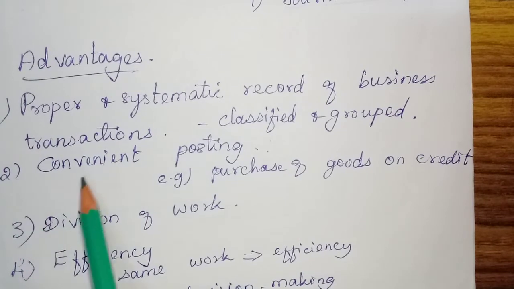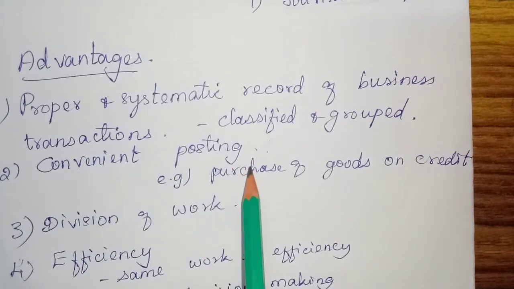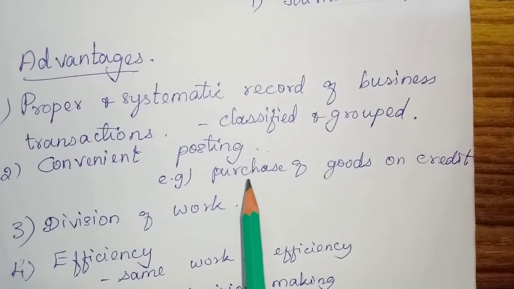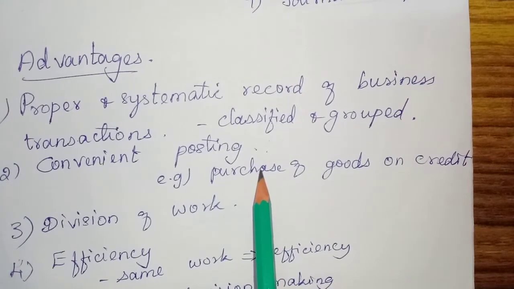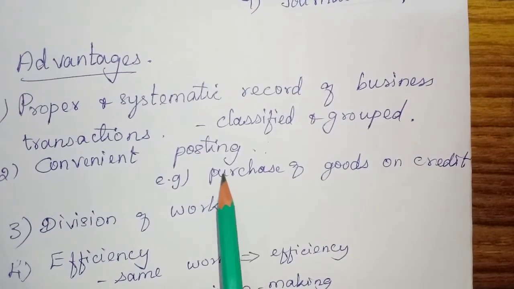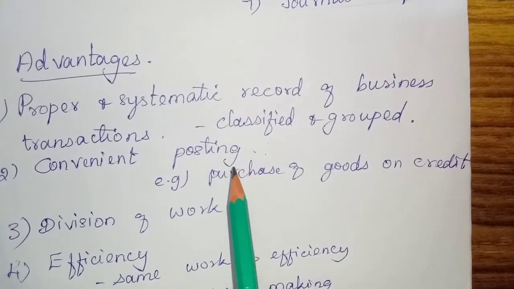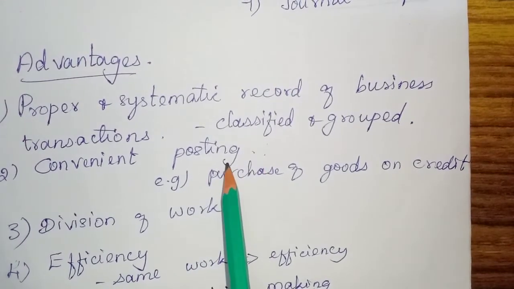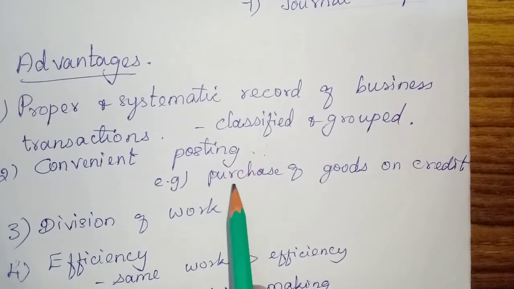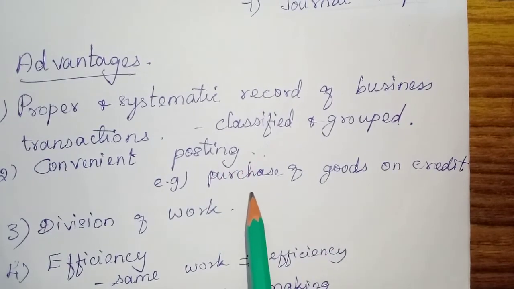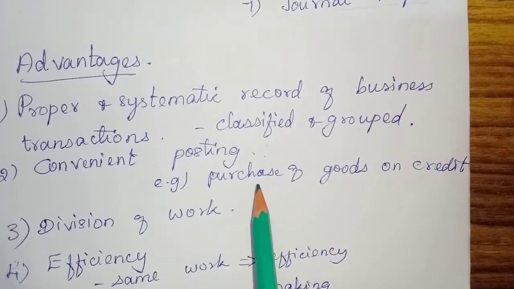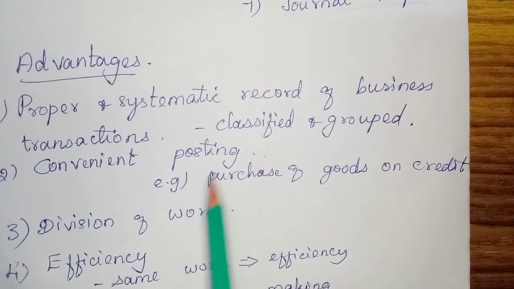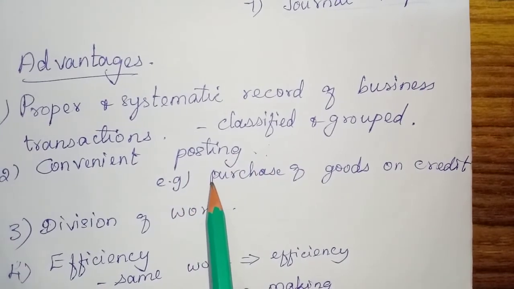Okay, then second advantage, convenient posting is possible, because we have each and every book, the subsidiary book. So in that book we can post easily. No need of preparing a journal entry and then posting. Directly we are posting. Example, purchase of goods on credit, we enter in the purchases book. So no need to sit and prepare a journal entry first, then posting. Directly we post in the subsidiary books.